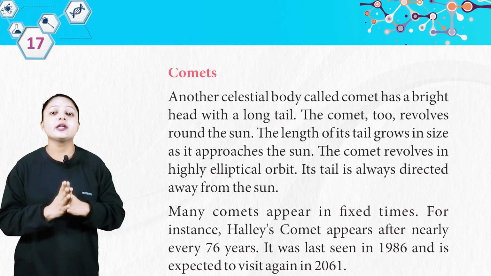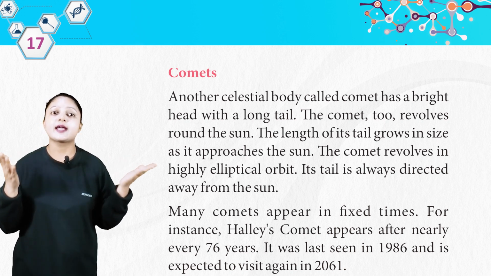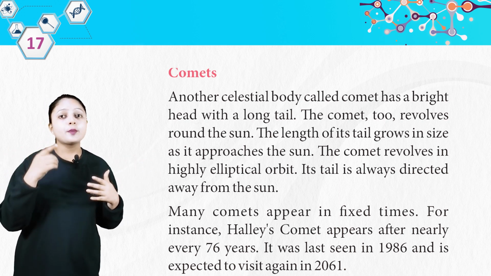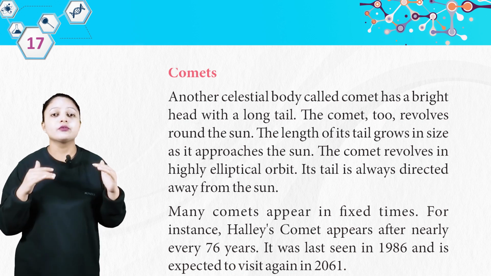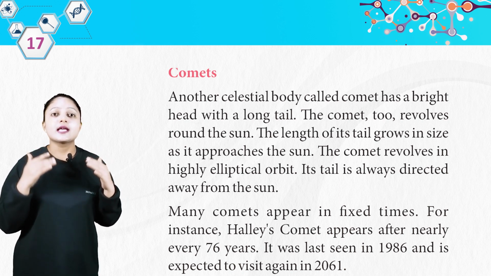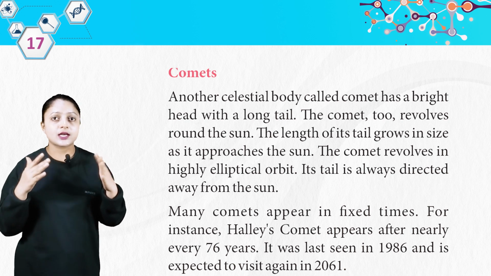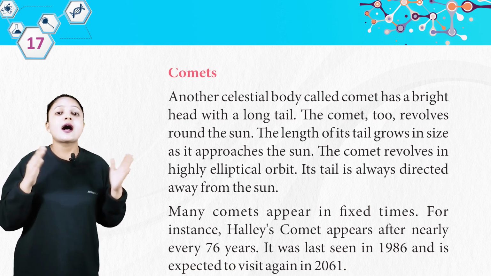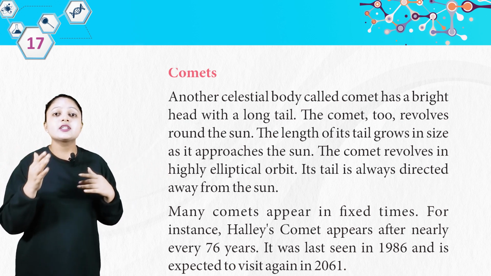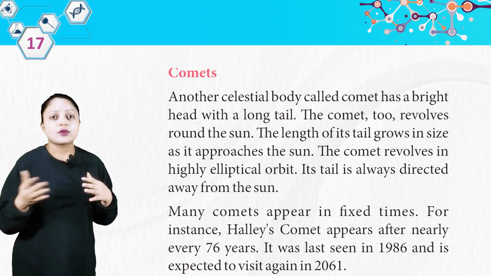Comets. Another celestial body called a comet has a bright head with a long tail. The comet too revolves around the Sun. The length of its tail grows in size as it approaches the Sun. The comet revolves in a highly elliptical orbit. Its tail is always directed away from the Sun.